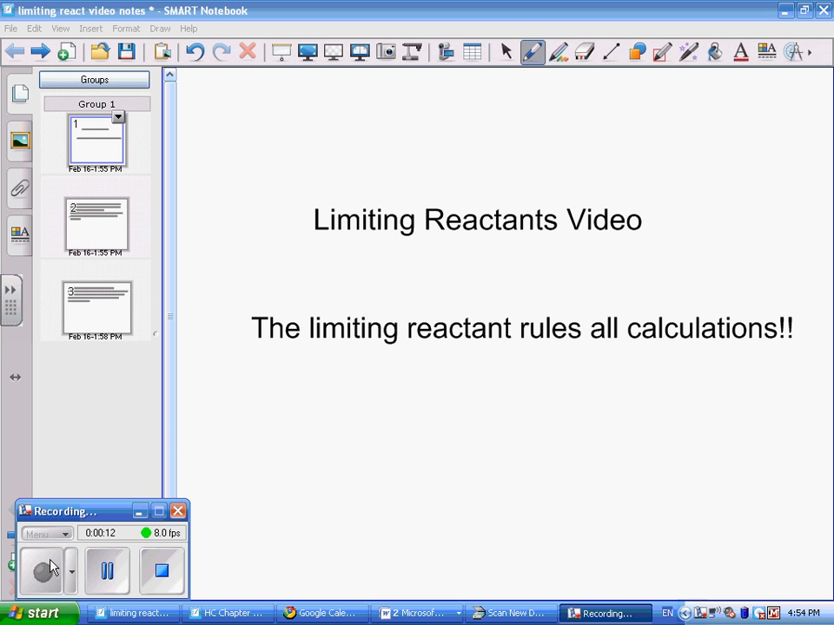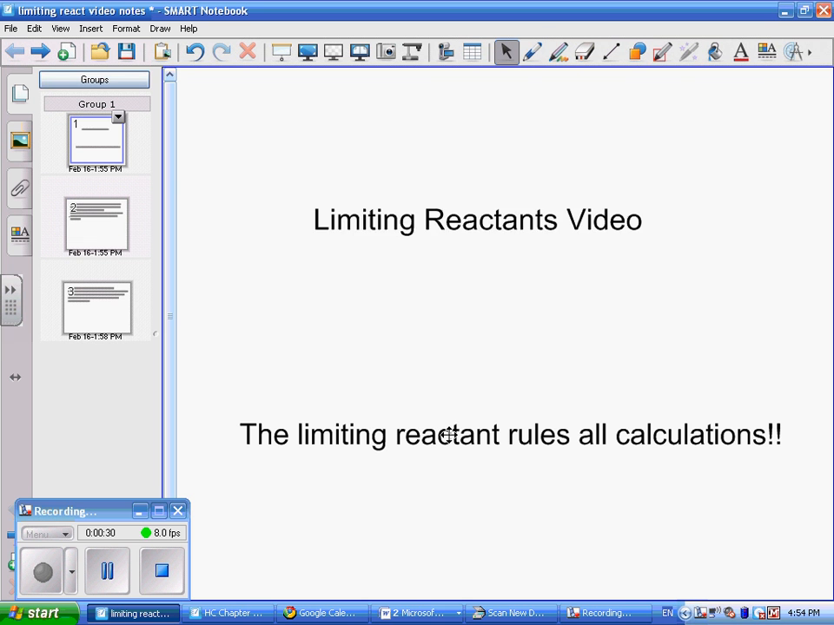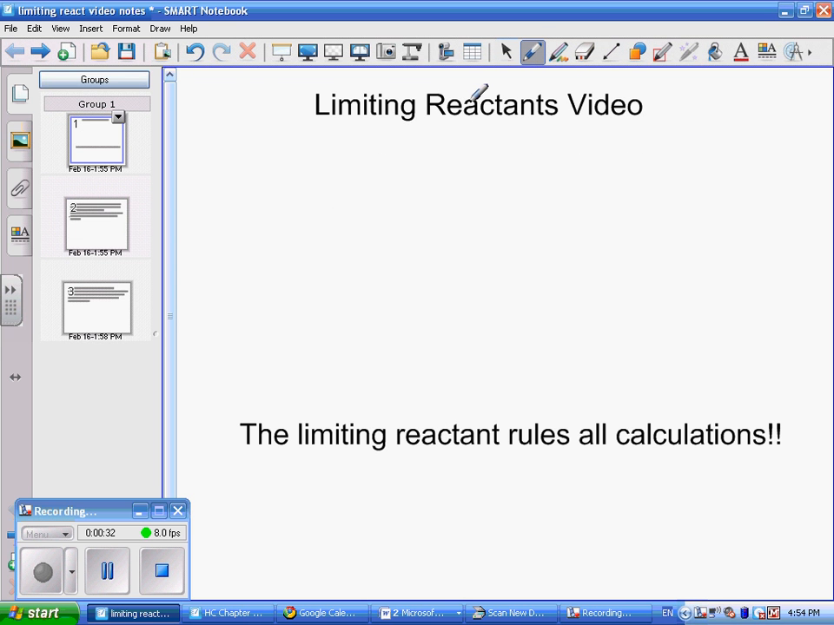Anyway, the limiting reactants, it's all about what's used up first. Whatever reactant is used up first is the one that will determine how far the reaction will go, how many products you can produce, and how much of the excess reactant you will use up. So here, I want to do a quick analogy.